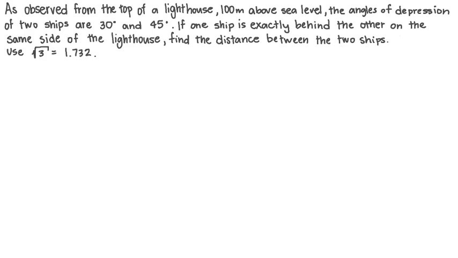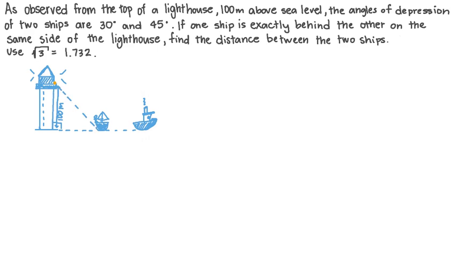First, let's sketch this out. We have a lighthouse. We'll put our observed distance here at the yellow dot. That observation distance is 100 meters above sea level. The lighthouse makes a right angle with sea level. And we have two ships, one behind the other. From our observation point, we need to create two right triangles, here and here.